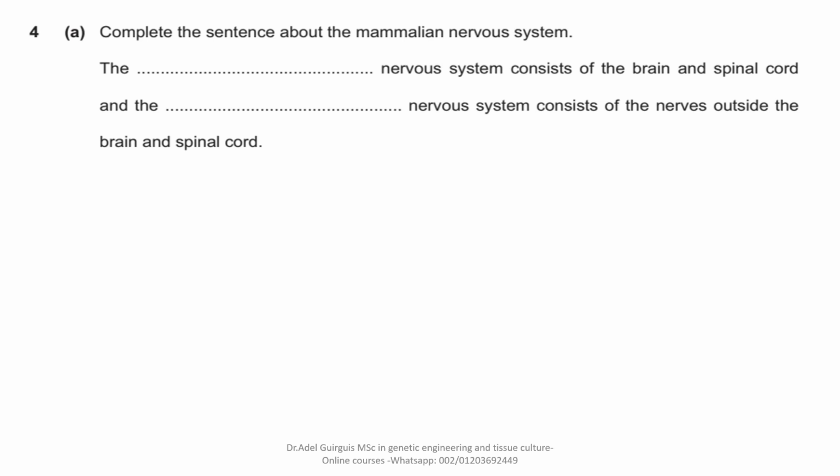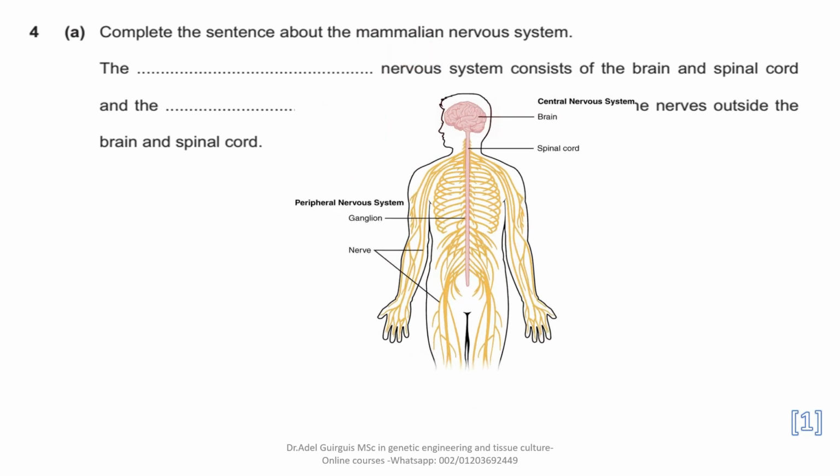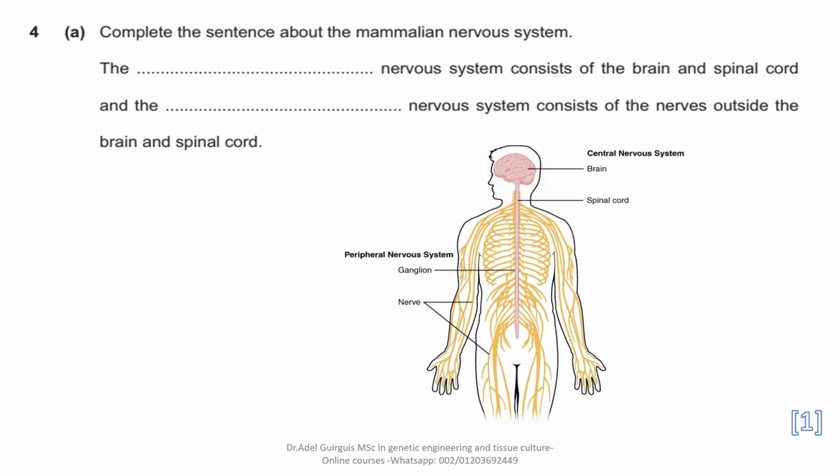Now, question number 4. Complete the sentence about the mammalian nervous system. The blank nervous system consists of the brain and spinal cord. And the blank nervous system consists of nerves outside the brain and spinal cord. So, look at the figure. We have two types of nervous system. The central nervous system, CNS, consists of brain and spinal cord, and the peripheral nervous system, PNS, nerves emerge from the brain as cranial nerves and spinal nerves from the spinal cord.